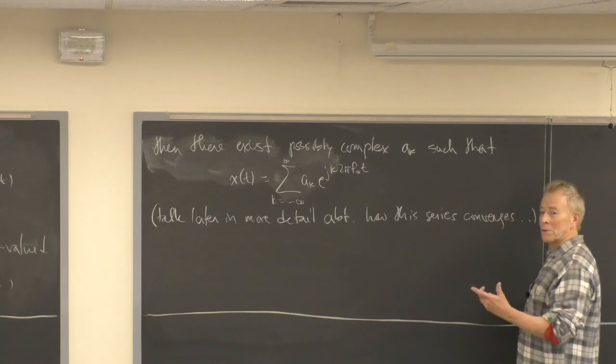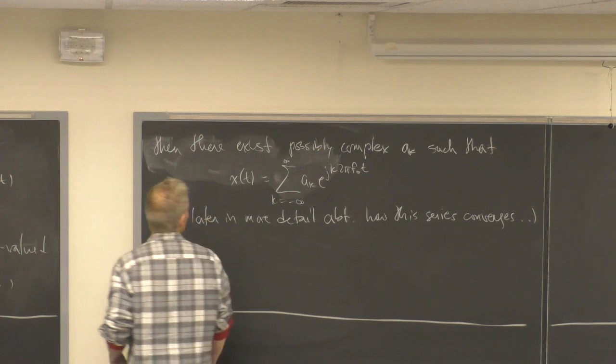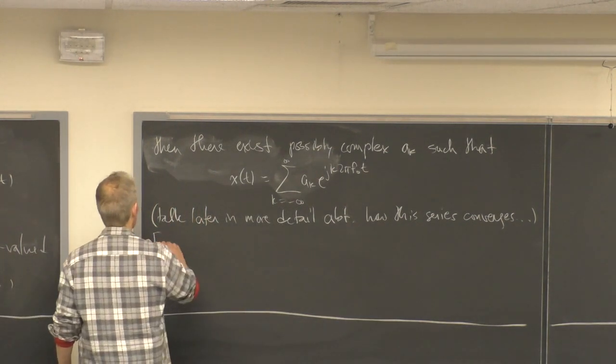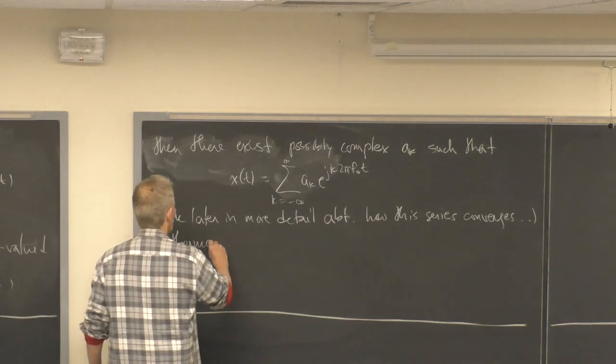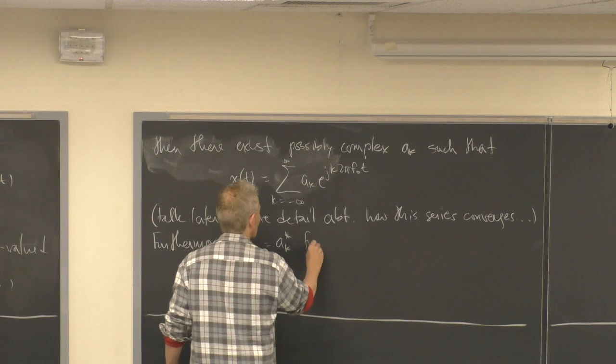But one other additional comment we can tack on, that furthermore thing: because x of t is real valued, the AKs have a conjugate symmetry. So furthermore, a sub minus k is equal to ak conjugate for all k.